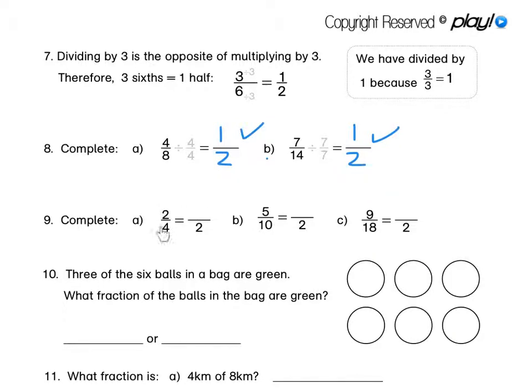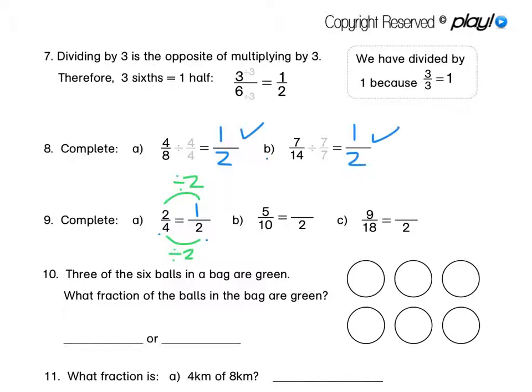We've got 2 over 4 is equal to what out of 2? So at the bottom, we have divided by 2. So at the top, we must also divide by 2 so that we get an equal fraction. From this, we see the missing number is 1. 2/4 is equal to 1/2.